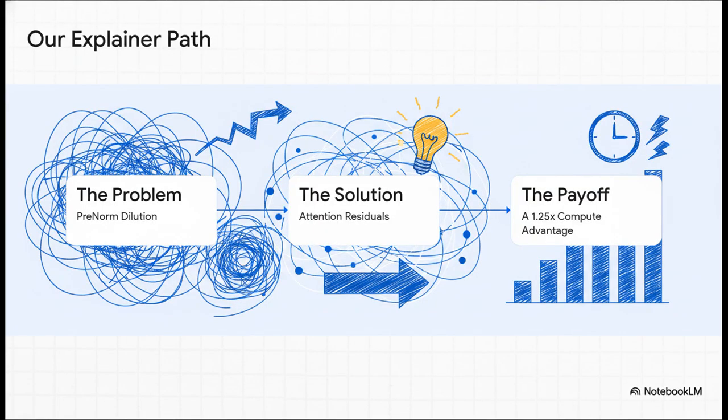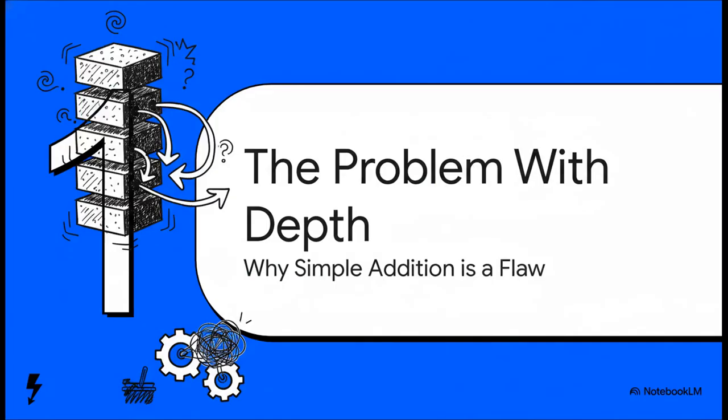Okay, so here's our game plan. First, we'll get into the weeds of the problem, which has a name, PreNorm dilution. Then we'll look at the elegant solution they came up with, Attention Residuals. And finally, we'll check out the payoff. And spoiler, it's a pretty sweet 1.25x compute advantage. All right, let's jump right in.